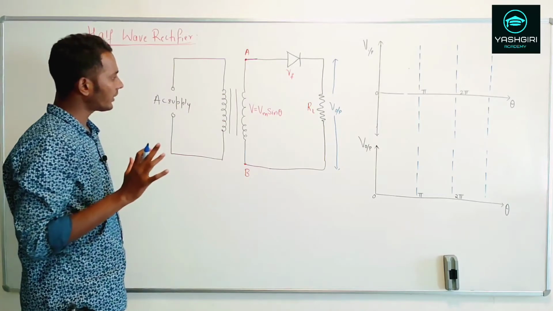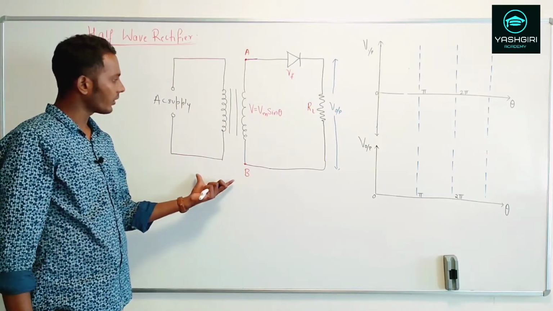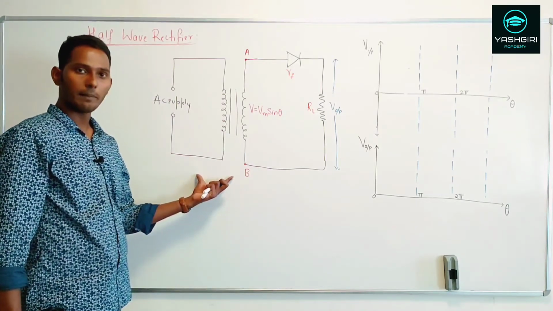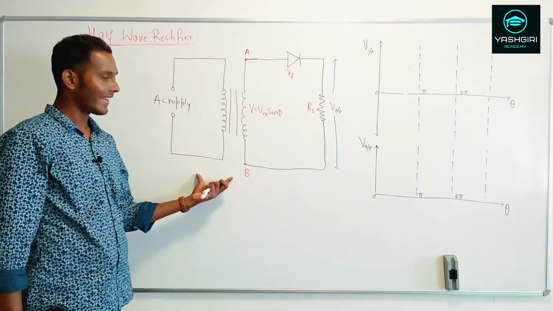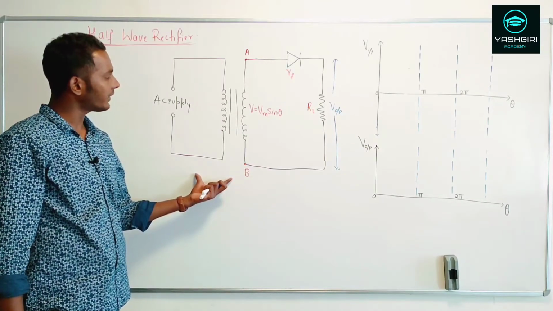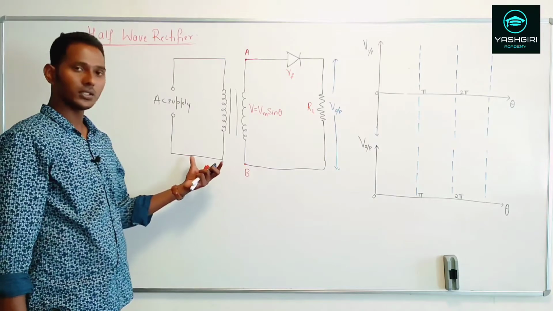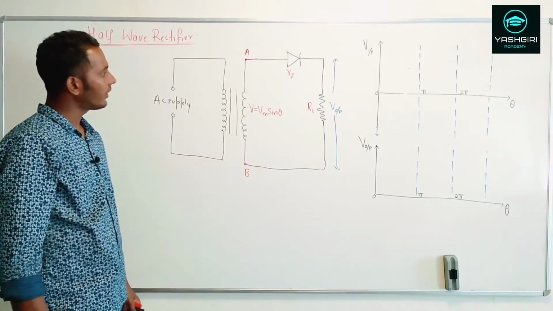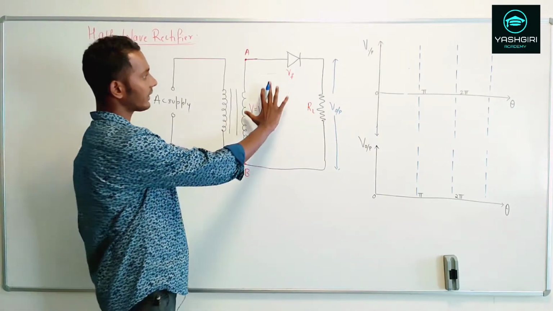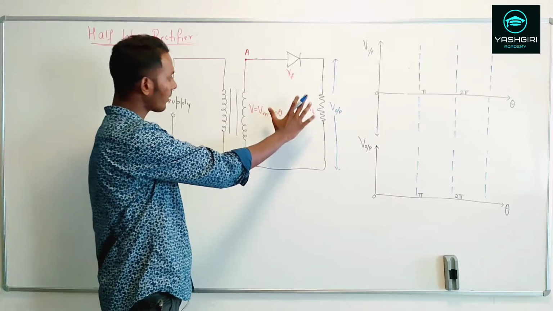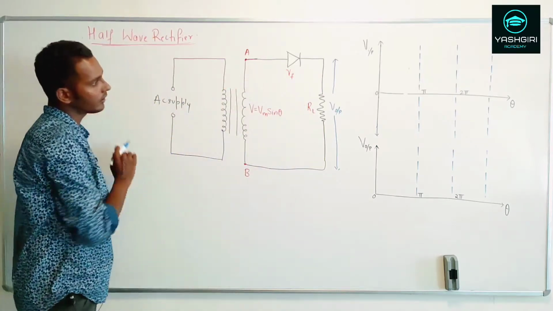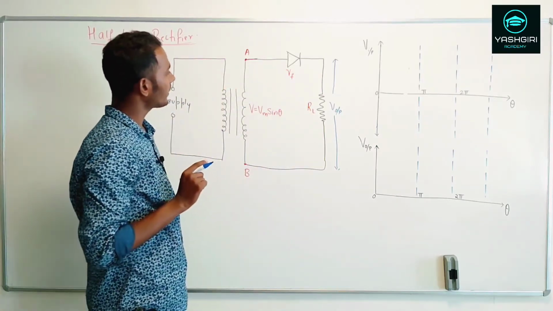Now the main advantage of the transformer is that we can have a step up or a step down transformer as per the demand or as per the need. The second advantage of using this transformer is that it is going to isolate this rectifier circuit from the main power line. So that's the advantage of that.